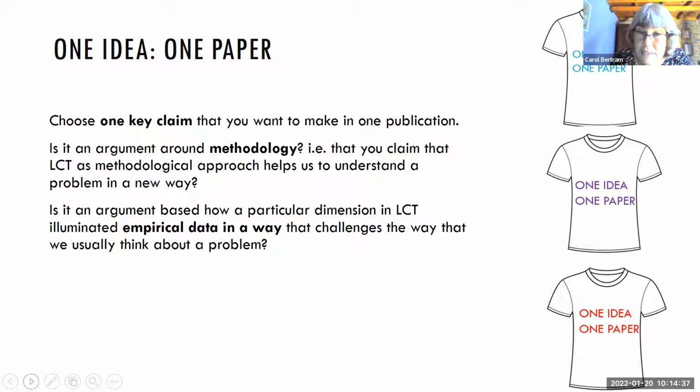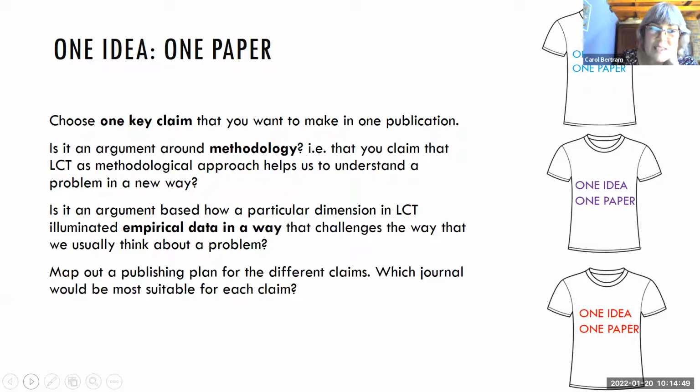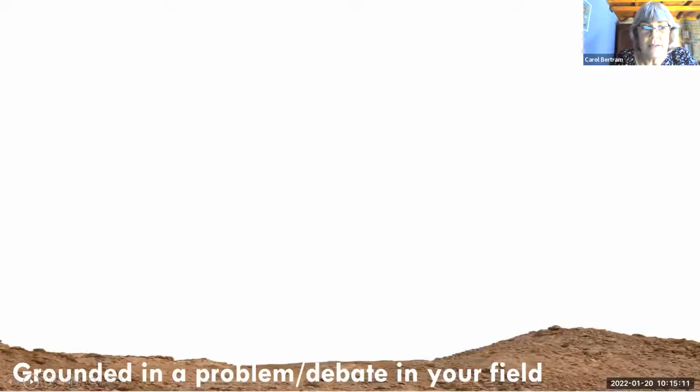Do you want to put both of those things in the same paper, or do you want to separate out those two dimensions? So just being really clear about what is the particular argument that you want to make, and mapping out a publishing plan. So if you have the sense of these T-shirts, what is the idea or the claim for each one of those T-shirts? And then thinking about what journal is most suitable for each of those claims. Yeah, so Lee's going to focus more on this idea. So over to you, Lee.